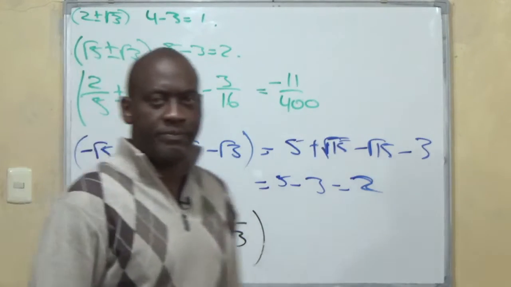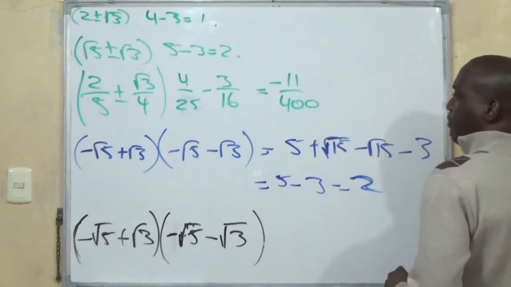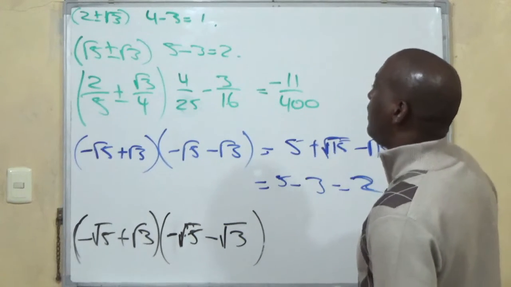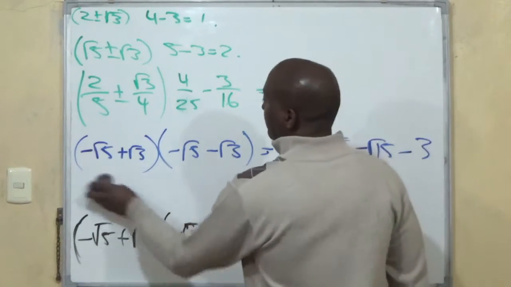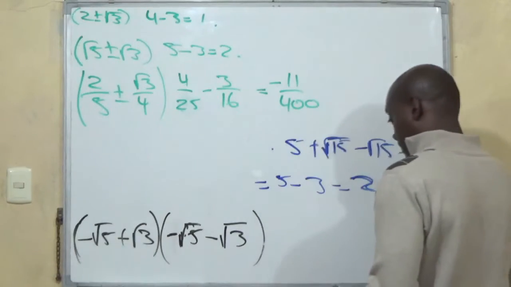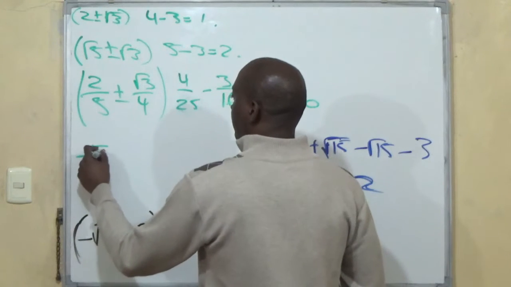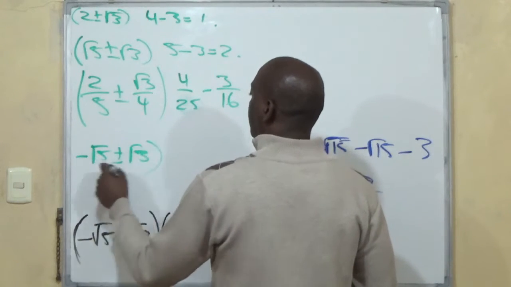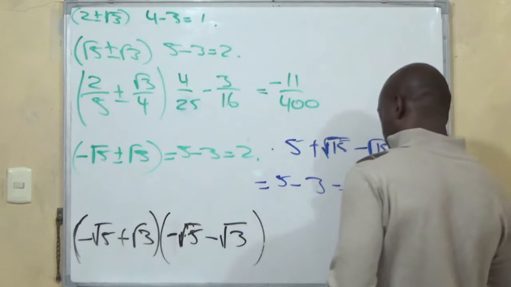Right, we're going again. When we have minus, I had put the minus, that is all right. I wanted to demonstrate the minus sign in front. So minus root 5 plus or minus root 3. We get 5 minus 3, which is equal to 2.